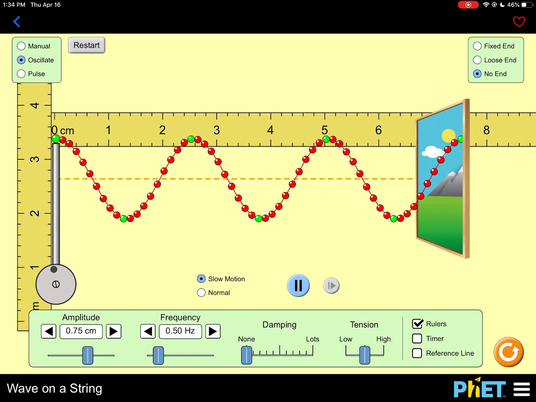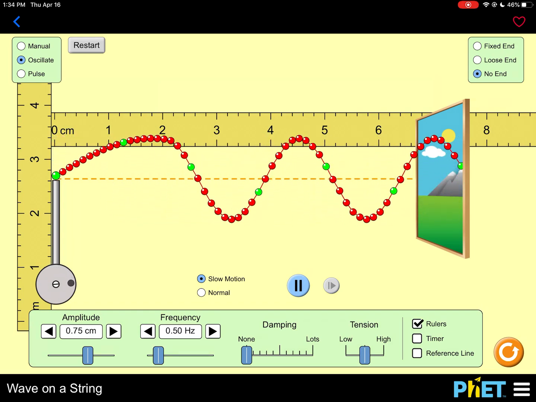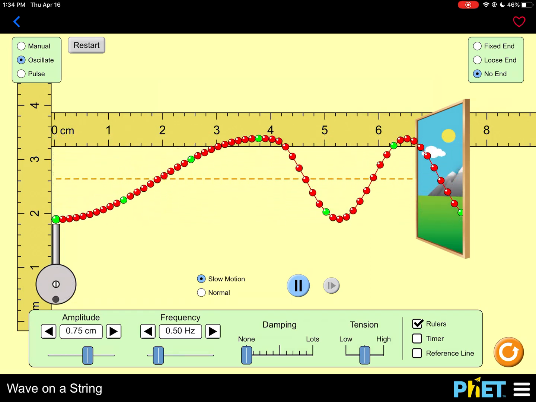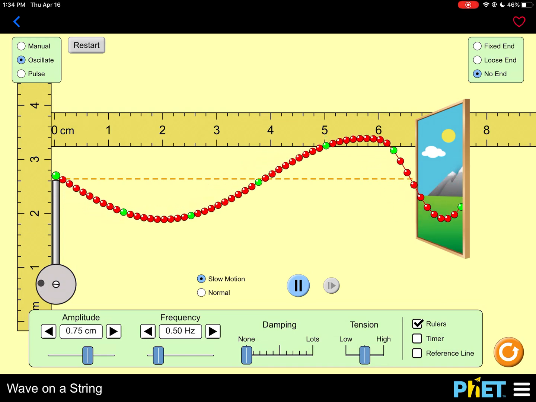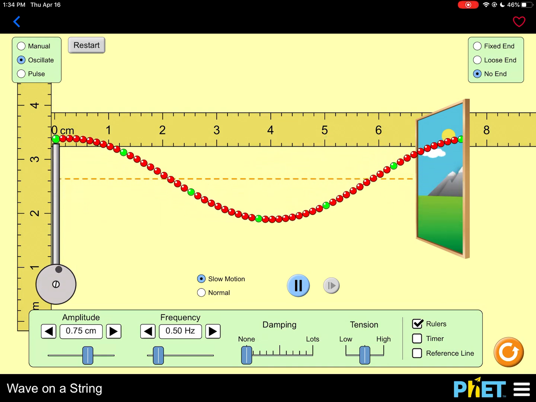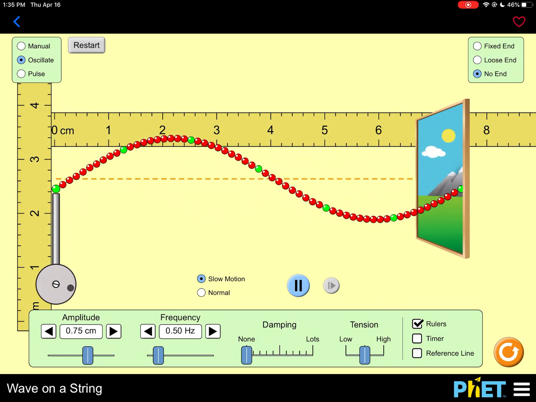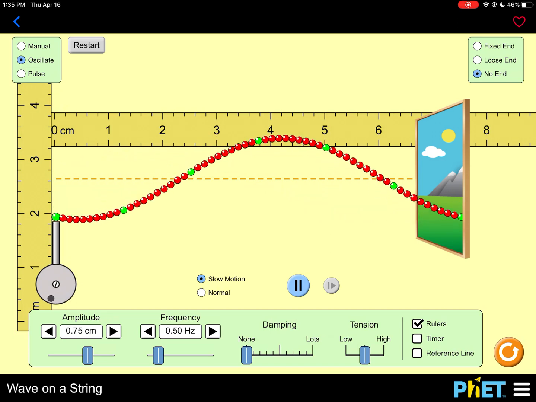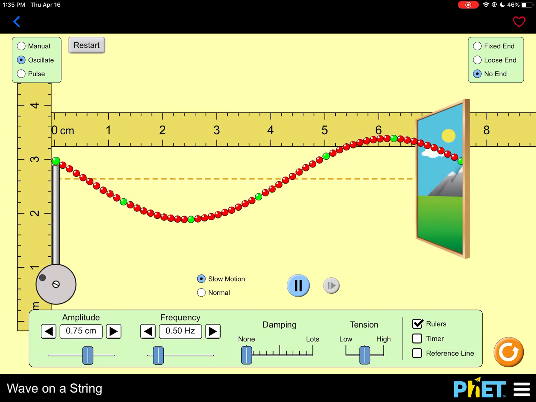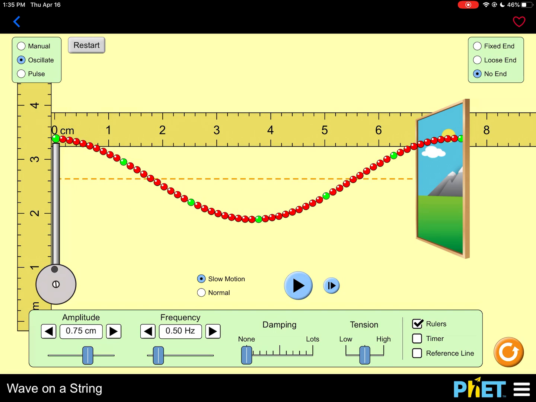Okay, so 0.5 hertz. I'm going to let that go for a minute, let it get at this new frequency. And then I'm going to try and pause it again when the oscillator, that green bead on the left, is at the very top of the wave. There we go. Okay, so that is our 0.